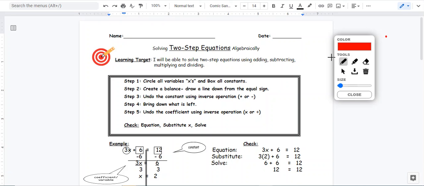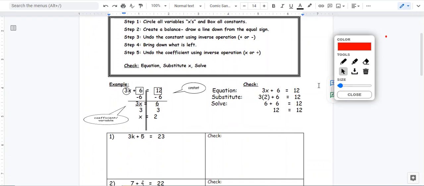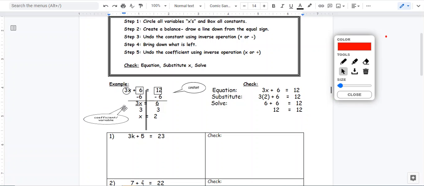Today we are going to learn how to solve two-step equations using inverse operations, just like we used to solve one-step equations. Okay, so we're going to circle a variable and then we'll be boxing the constants. Okay, let's look at an example.